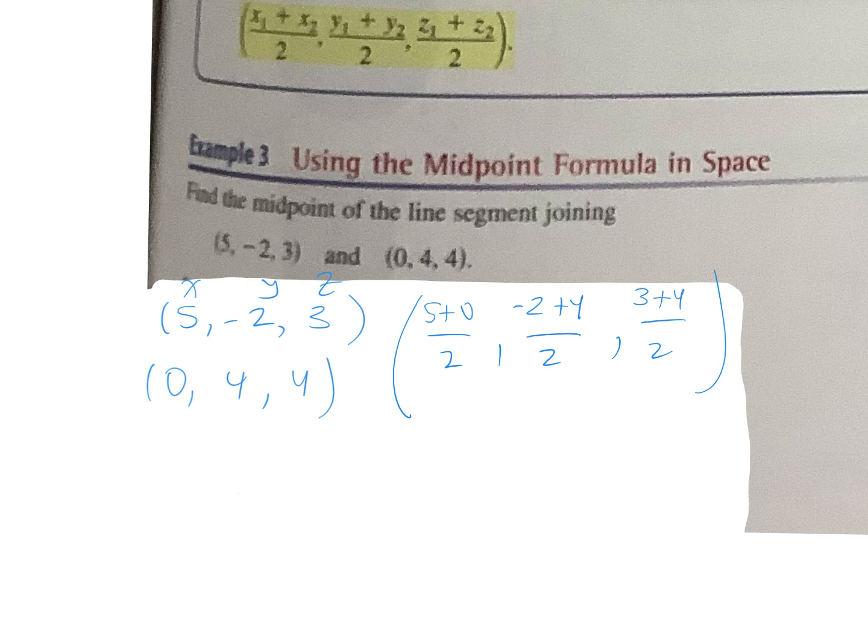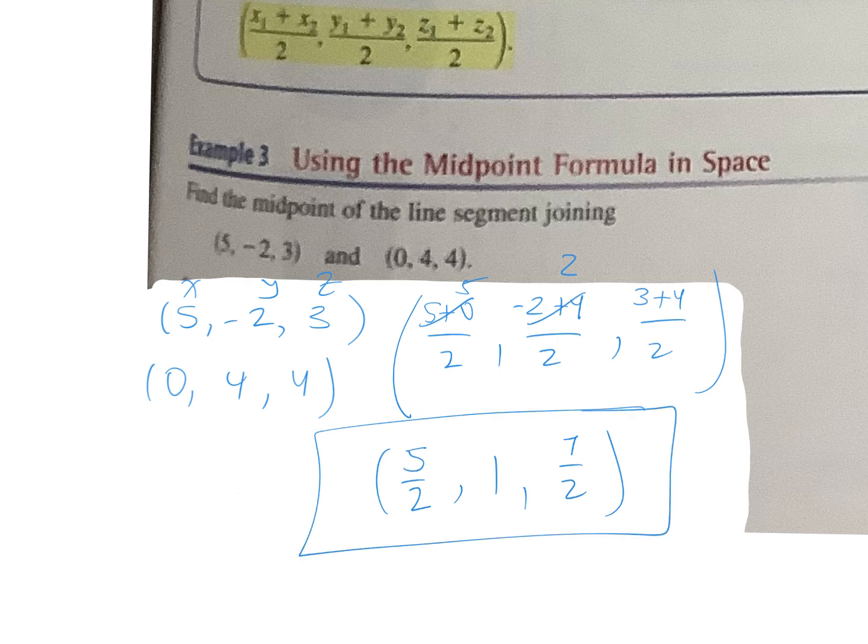Questions? What's 5 plus 0? 5, and 5 divided by 2 doesn't divide pretty, so leave it as 5 over 2, or put it as 2.5, whatever you want to do. Then my y is -2 plus 4, so it's 2. What's 2 divided by 2? 1, perfect. And then your z, 3 plus 4 is 7, so 7 over 2, or 3.5, 3 and 1/2. So there's your midpoint. Questions? Anybody?